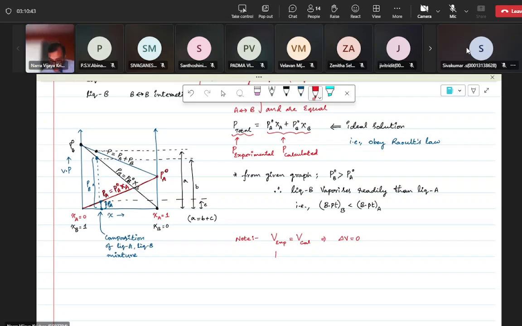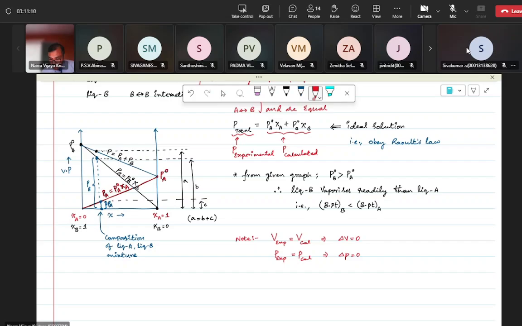No. P experimental is equal to P calculated. That implies delta P equal to 0. How did I get P experimental? By conducting an experiment. How did I calculate P calculated? PA naught XA plus PB naught XB. Then delta P is 0 if both are equal.